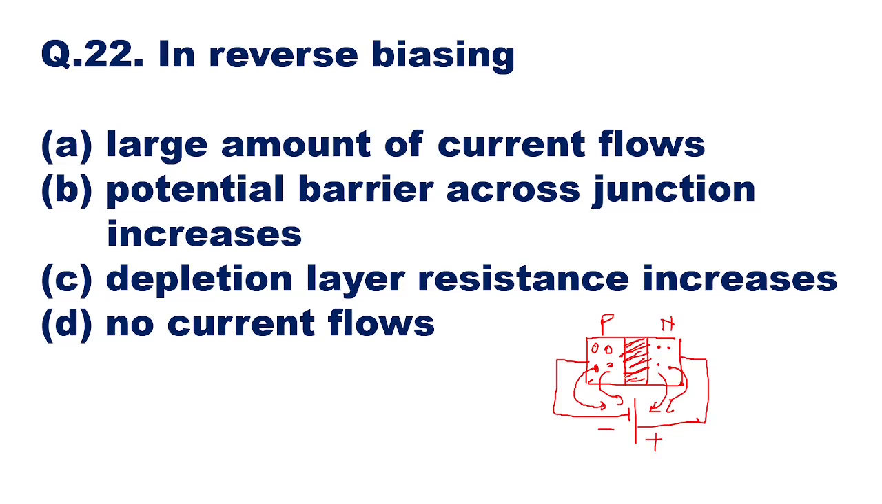So therefore, in reverse biasing, specifically first what takes place is the potential barrier across the junction increases. And because of this, the resistance of the depletion layer increases, and because of this, there will be no flow of majority current. So specifically the first thing that happens in reverse biasing is option B, that is potential barrier across junction increases.